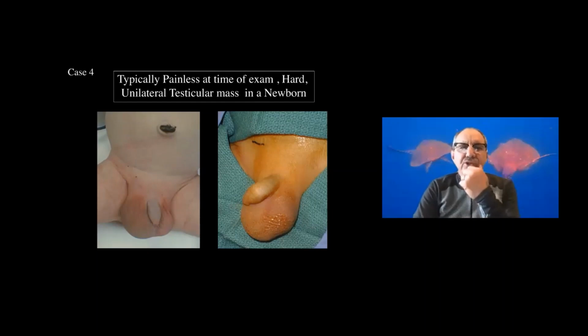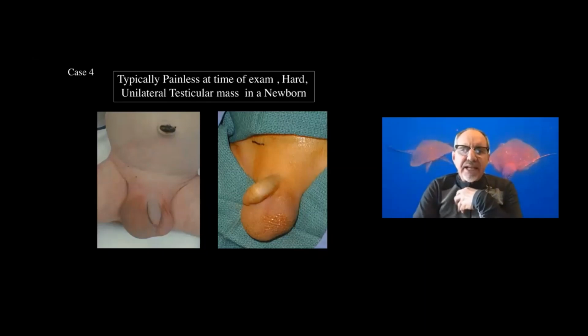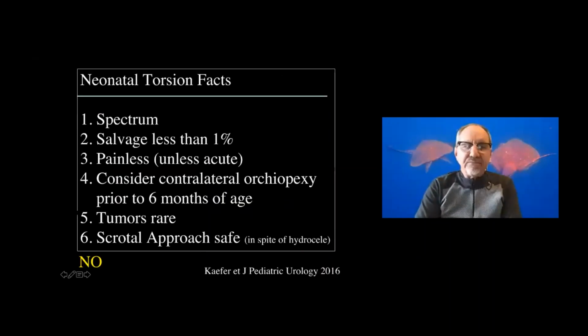Most of you said torsion. A few said tumor. Tumor in the newborn can happen. I've seen it once, but I think that's pretty darn rare. Hard, painless mass is typically neonatal torsion, and the controversy continues because the chance of saving this testicle is close to 0, about 1%.